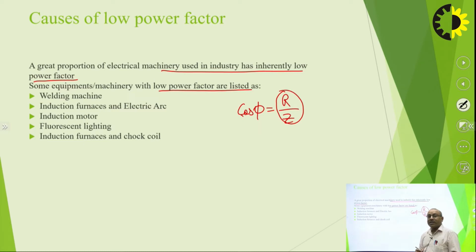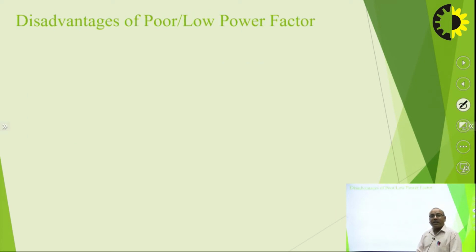So this is the basic reason why the power factor is poor or low, and these are the various equipments or machinery which are having this problem of poor power factor. So now next we see what are the disadvantages of poor or low power factor, or say what are the problems due to the poor power factor or low power factor.